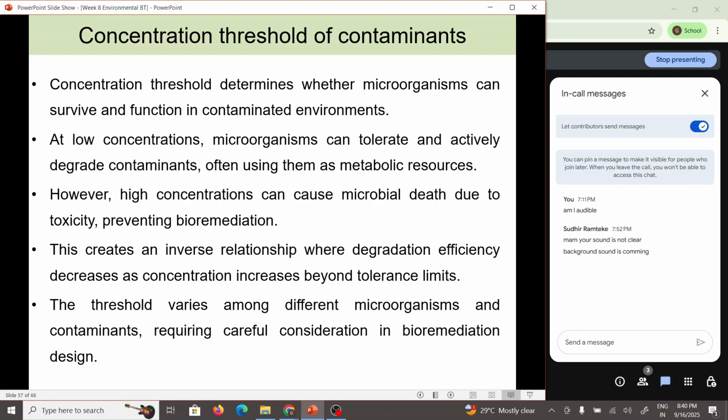In case of the contaminant dependence of this threshold, it is like this. Let's say we have an organism present, and we have two contaminants, A and B. A 10 milligram per liter concentration of A cannot be toxic to the microorganism, whereas just a 5 milligram presence of the component B is very, very toxic to the microorganism. So there is a trade-off between the type of microorganism and the type of contaminant that is present. Depending on that, the threshold will vary.